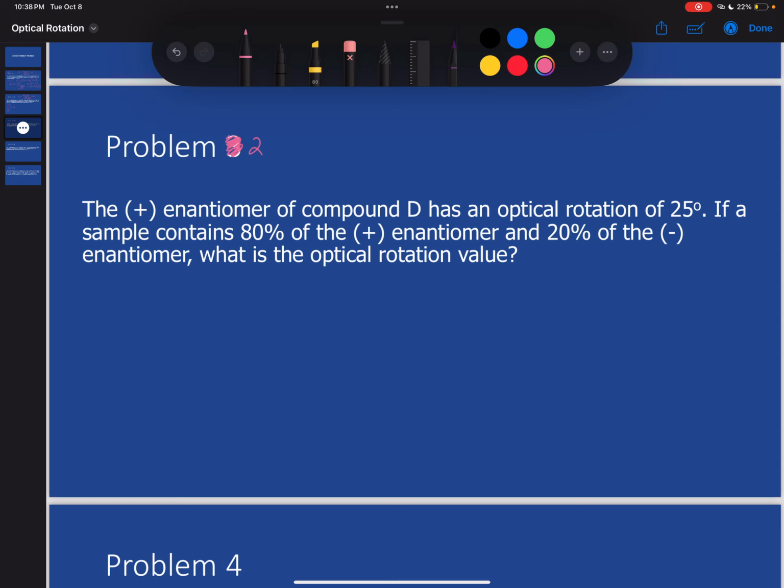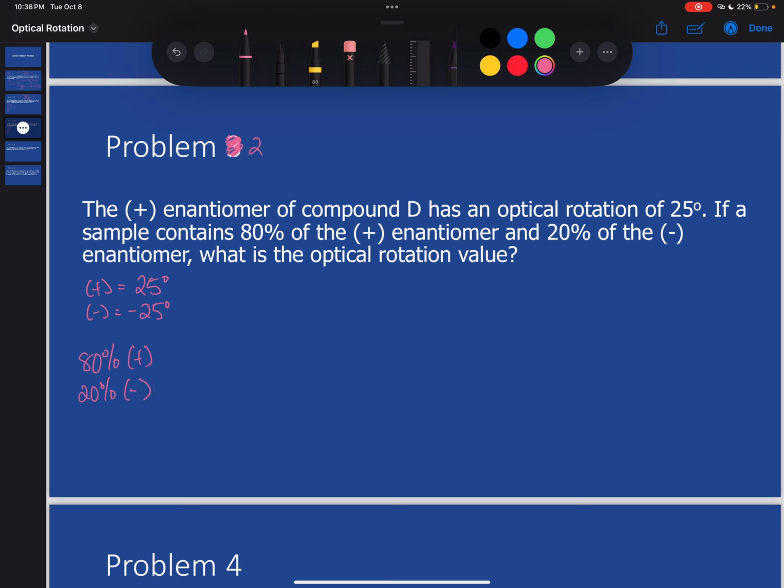So we're told that our positive enantiomer here is equal to 25 degrees. If I know the positive enantiomer is positive 25, I can go ahead and make that assumption that the negative enantiomer would be minus 25. I don't know if that's useful yet, but I'm just going to jot it down in case I need it. So I'm told that a sample has 80% of the positive enantiomer, and I have 20% of the minus enantiomer. And what's the optical rotation?